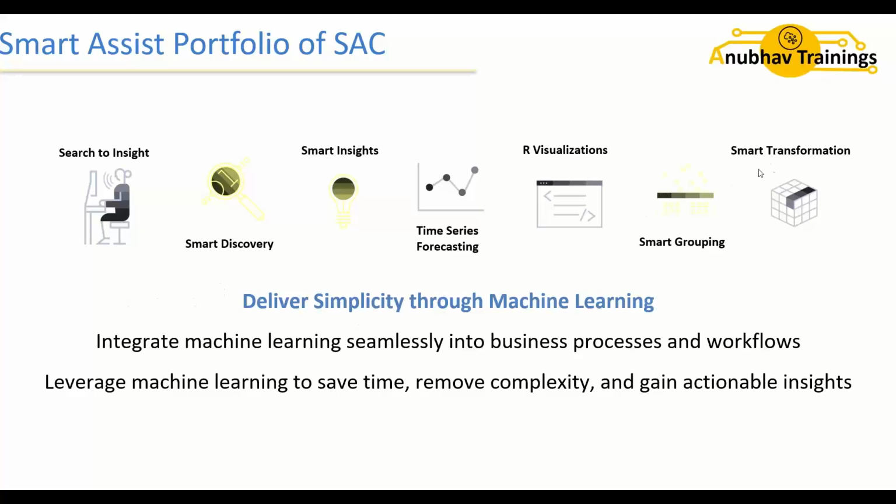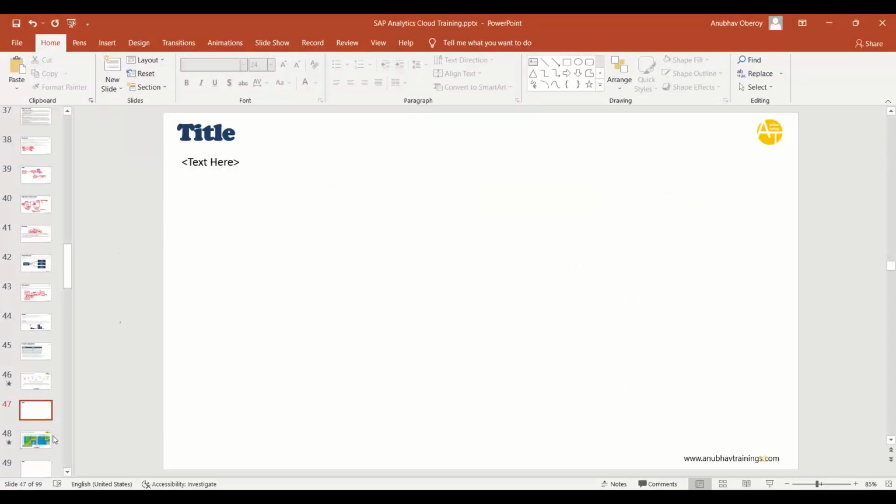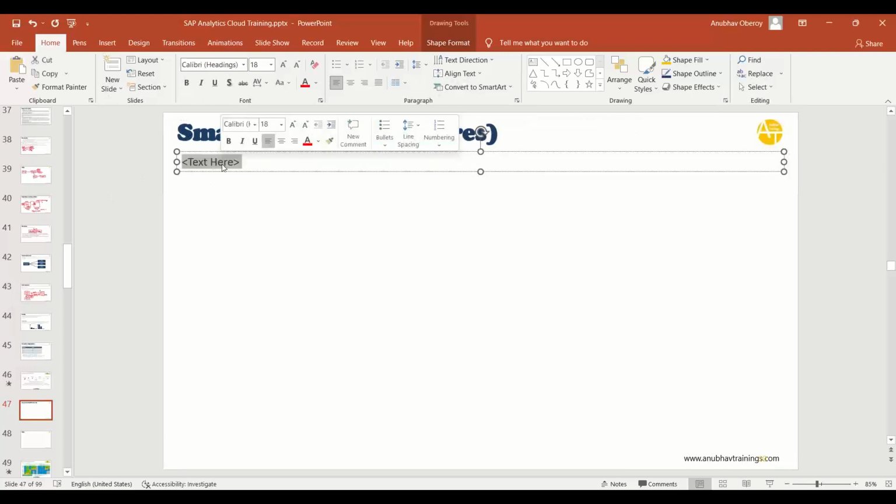Out of these, we have already experienced smart transformation, if you remember, when we went to the model. We've already seen this in the past. Now we will talk about all these other features one by one. I'll show each feature one by one. This entire portfolio is called Smart Assist, meaning all the features together. So the first feature is called Search to Insight.